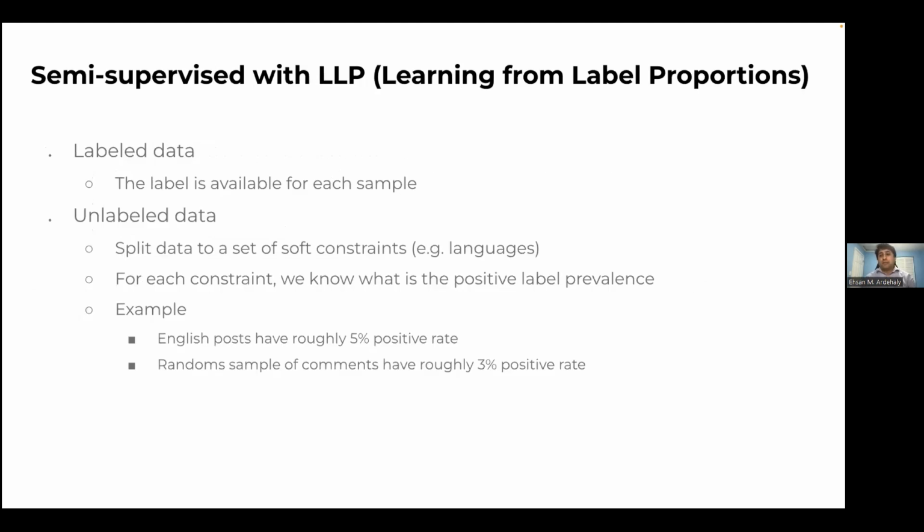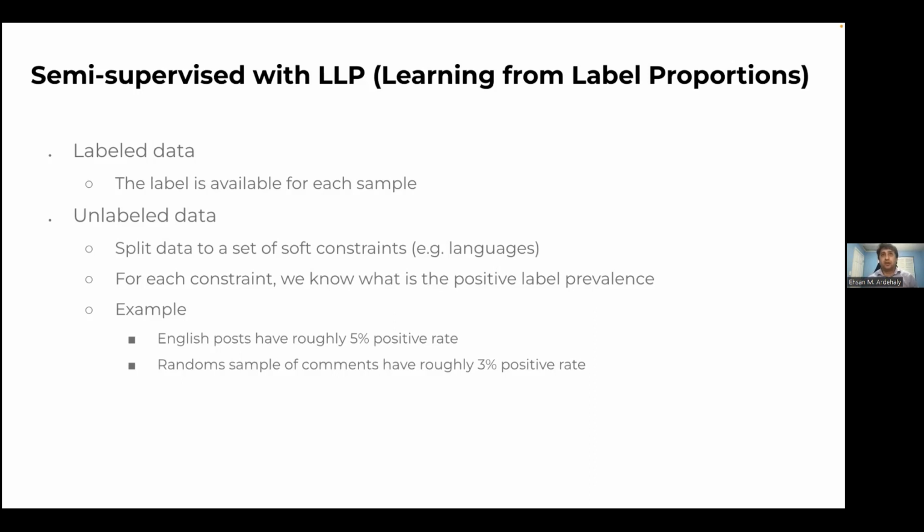The method that we want to use is called learning from label proportions, or LLP. The main idea is that we divide our data up, same as any semi-supervised approach, into labeled and unlabeled data. The labeled data is just the traditional machine learning part, but on unlabeled data, we split the data into a set of soft constraints. Each constraint could be, for example, language. For example, we divide it into different languages. I will explain more about constraints later.